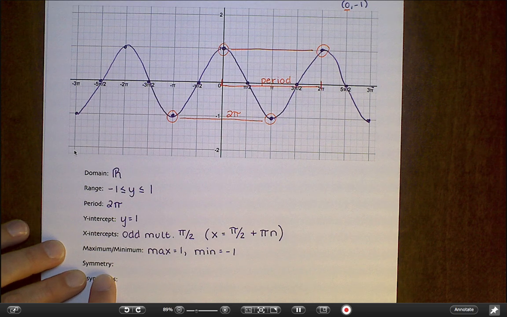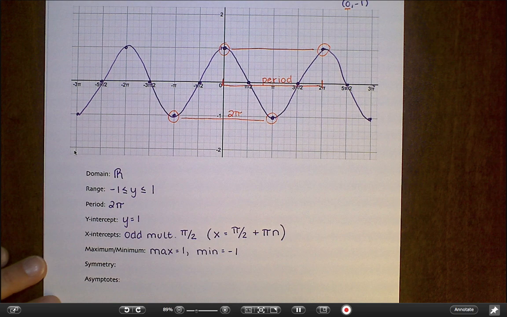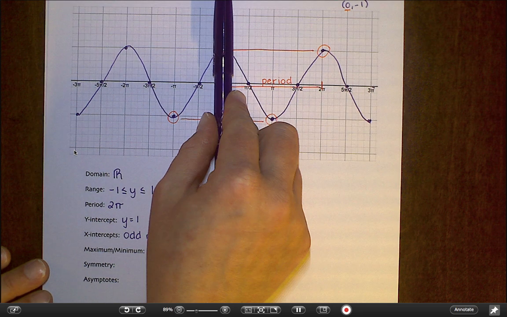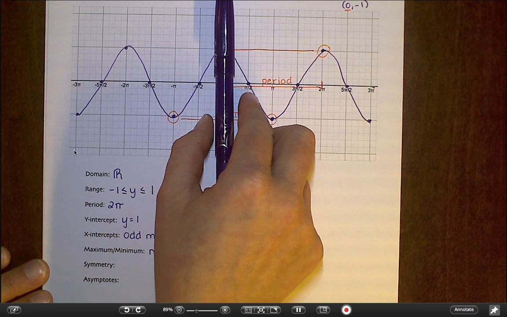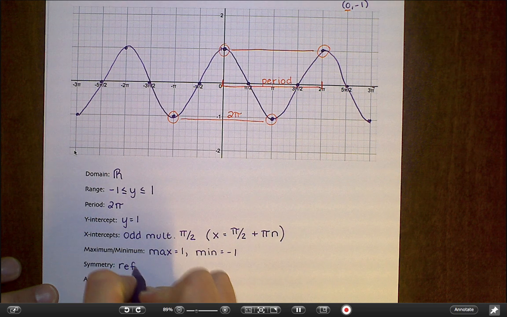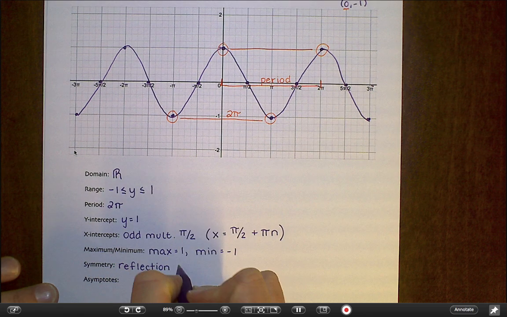Symmetry. Now this one does not have the rotational symmetry that the sine function did. This has the symmetry that you're probably more accustomed to. I can take this graph and fold it in half right down the y-axis. Okay, so this has what's called reflection symmetry, which again is probably what comes to mind more often when you think symmetry.